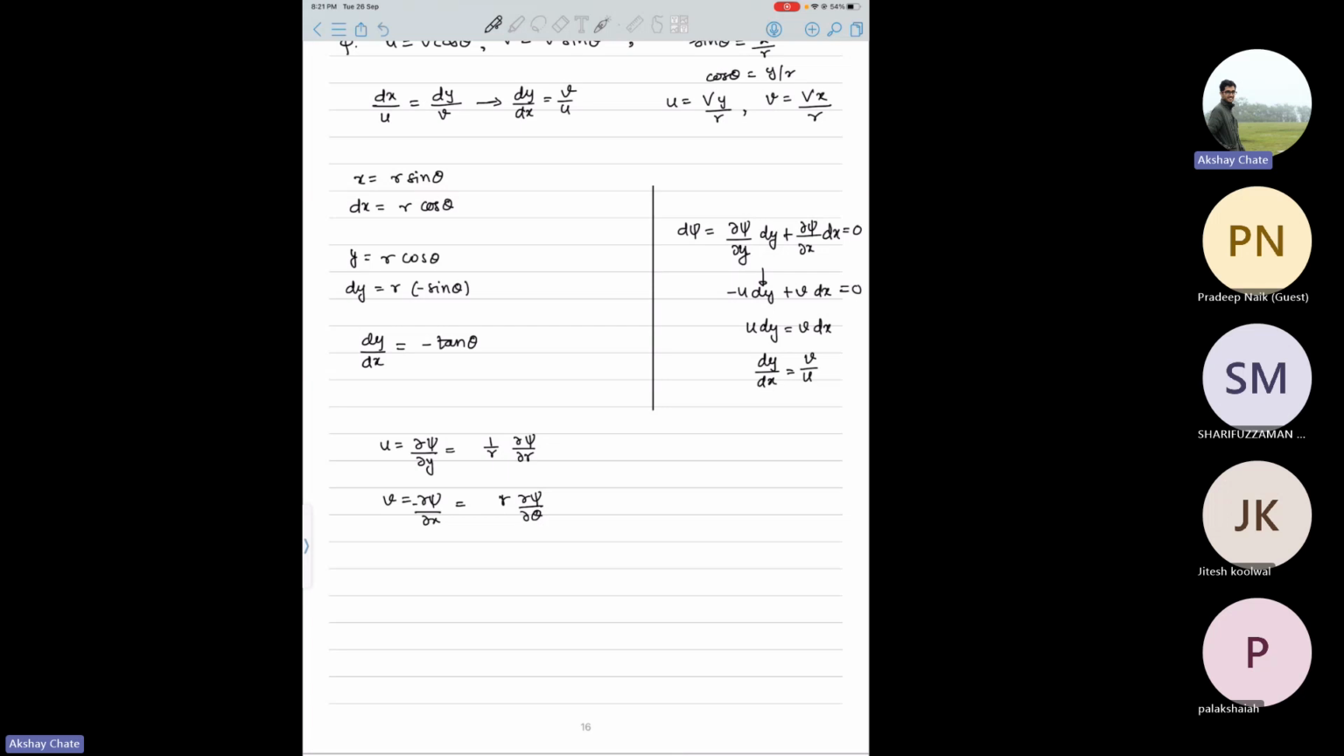In the class, was it taken? Streamline equation. They have spoken about it. So, yeah, polar coordinates. Stream function in polar coordinates: u_r is 1 by r del psi by del theta. This is 1 by r del psi by del theta. This is minus del psi by del r.